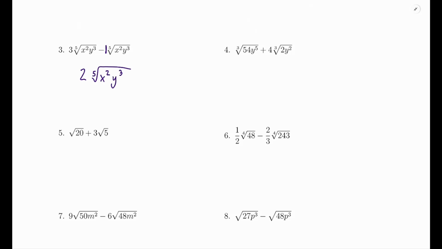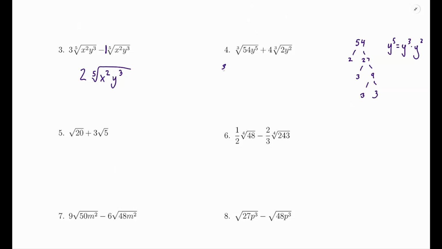Number 4: cube root of 54y to the fifth plus 4 cube root of 2y squared. At first glance, this may not seem like they're like terms, but remember we can simplify radicals. So for 54, I'm going to do a factor tree. And then y to the fifth is the same thing as y cubed times y squared.